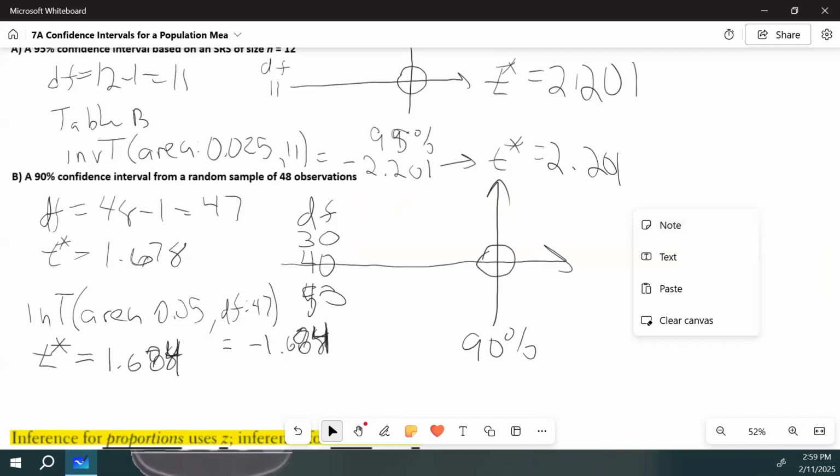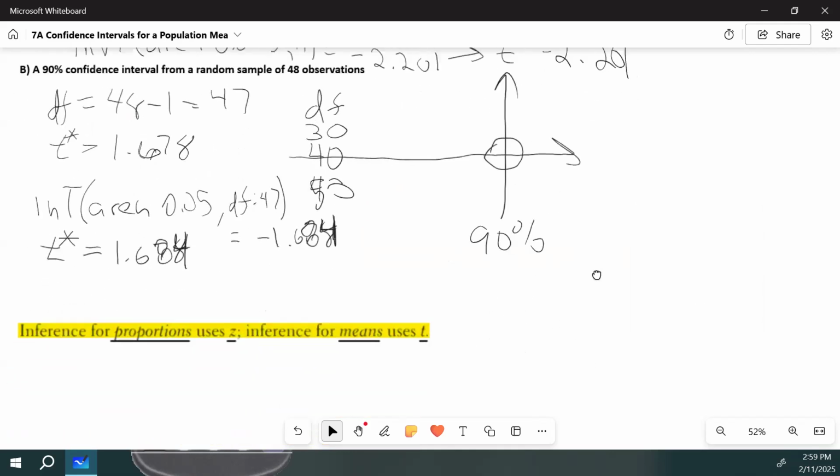So now that we know how to calculate T star critical values, an important point needs to be made, and that is that inference for proportions uses Z and inference for means is going to use T. And that's one reason it's important to distinguish categorical data from quantitative data.